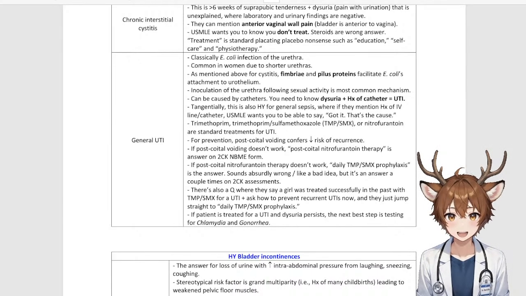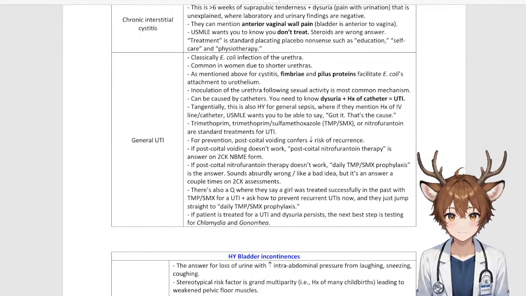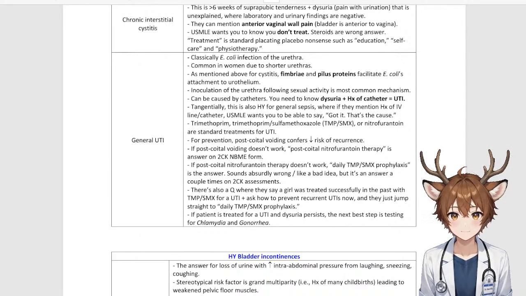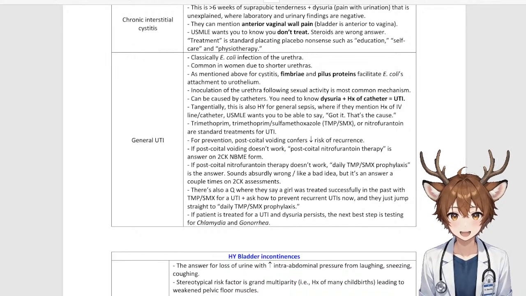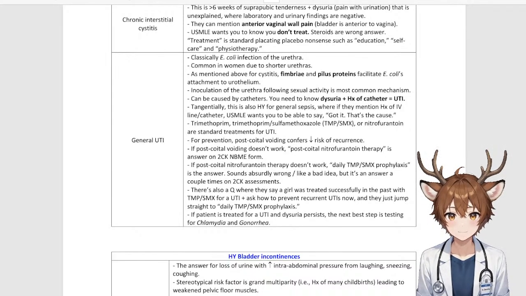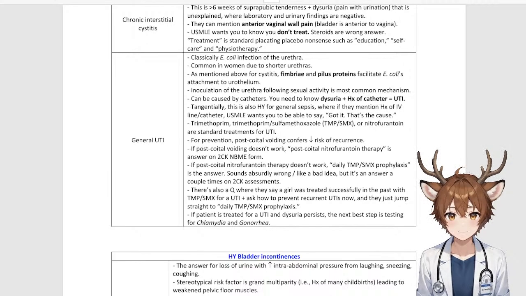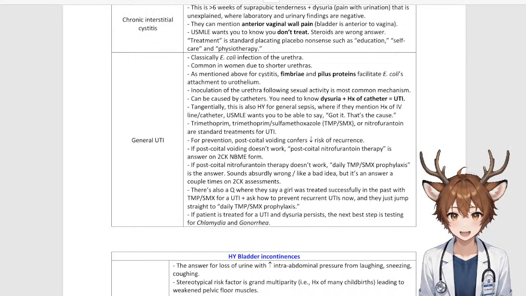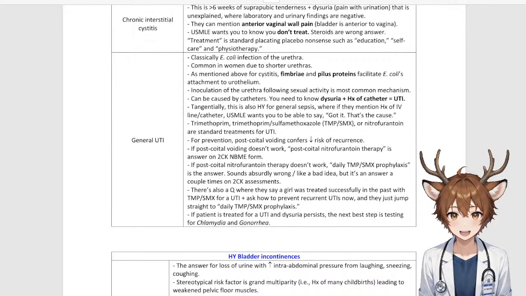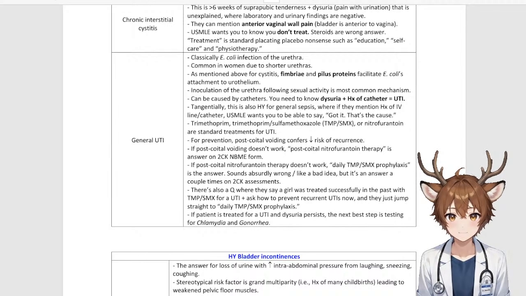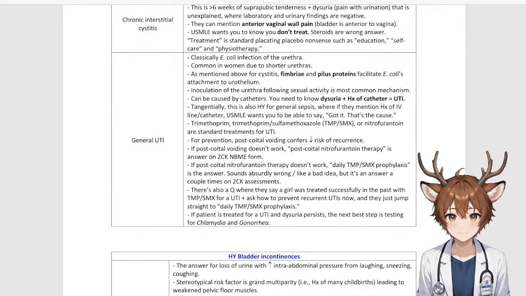For prevention, postcoital voiding confers decreased risk of recurrence. I'm reading from before: it says inoculation of the urethra following sexual activity is the most common mechanism. If postcoital voiding does not work, postcoital nitrofurantoin therapy is the answer on a 2CK NBME form. For people who don't know what coital is, coital refers to sexual activity.